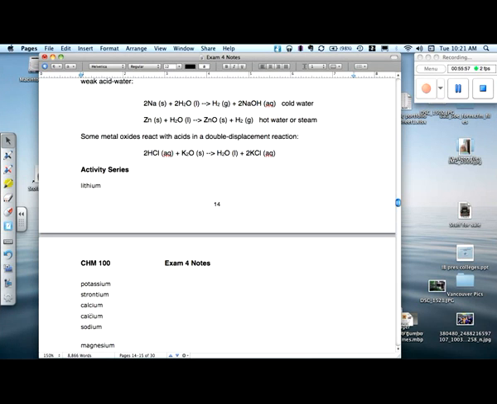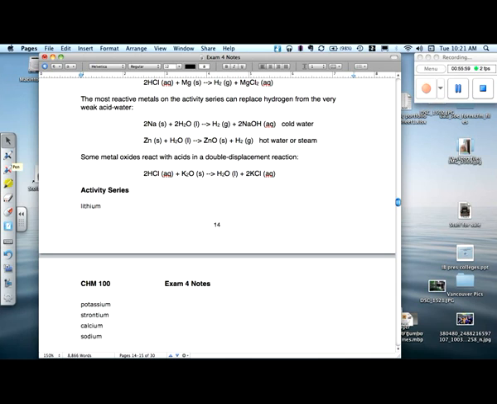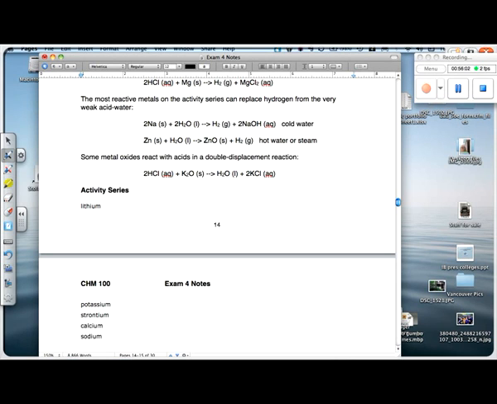One more thing I need to tell you, and that is some metal oxides like potassium oxide react with acids in a double displacement reaction. So hydrogen and oxygen form water, and potassium and chlorine form a salt. Okay, I think there's one recitation question on that. The one that's most common, though, is taking a metal that's above hydrogen on the activity series and replacing hydrogen.